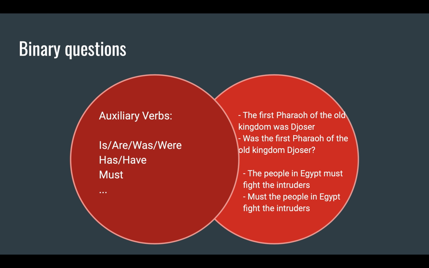Another type of question is the binary question. To create binary questions, we extract auxiliary verbs from the text, like is, are, was, were, which are already correctly fitted with the tense, like has, have, or must. Those auxiliary verbs can be placed at the beginning of the sentence to create a binary question, like: was the first pharaoh of the Old Kingdom destroyed, or must the people in Egypt fight the intruders?